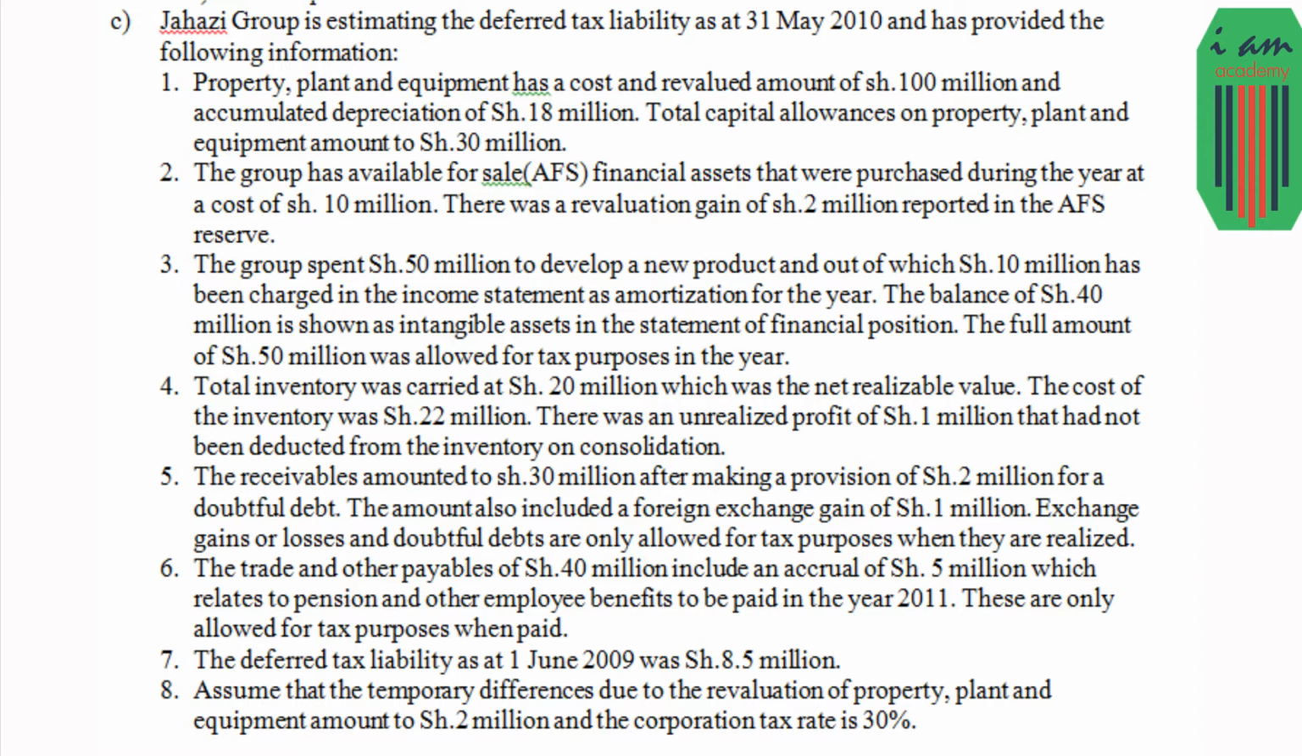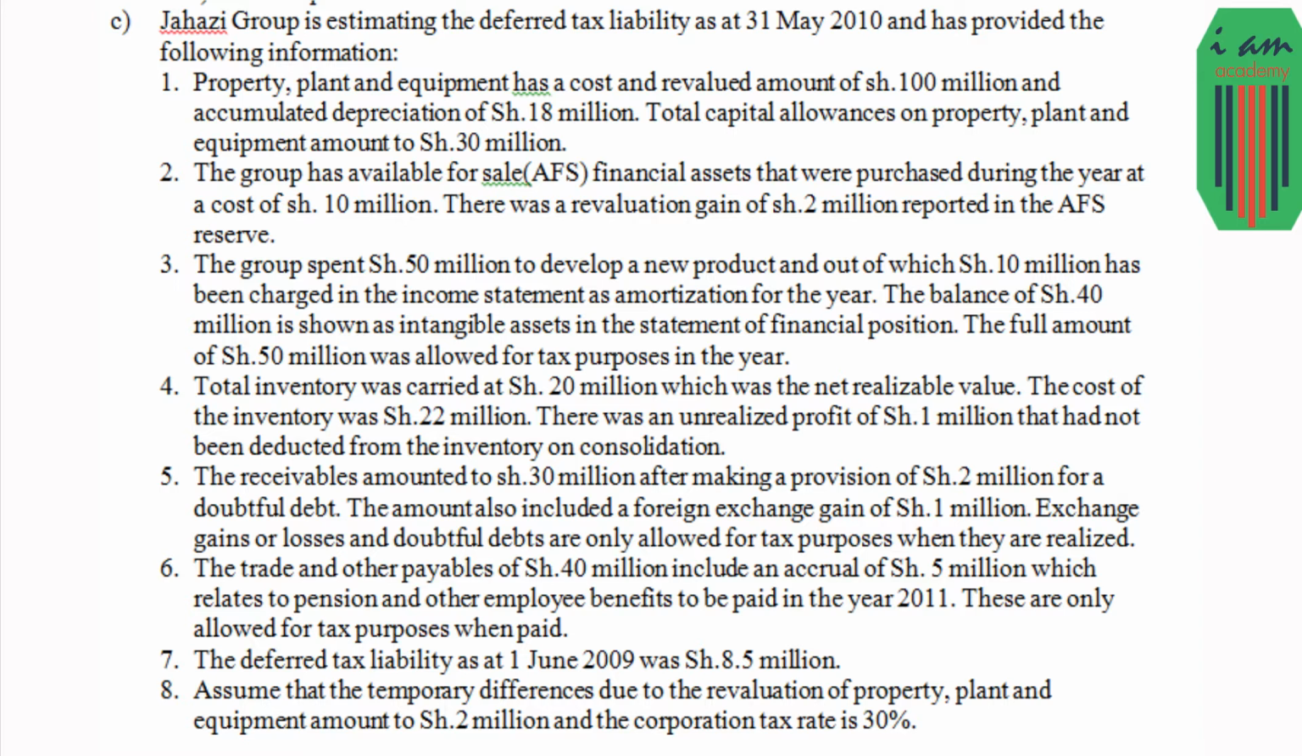Question 2C. Jahazi Group is estimating the deferred tax liability as of 31st May 2010 and has provided the following information. 1. The property, plant and equipment at a cost and revalued amount of 100 million and accumulated depreciation of 18 million. Total capital allowances on property, plant and equipment amounted to 30 million. 2. The group has available for sale financial assets that were purchased during the year at a cost of 10 million shillings. There was a revaluation gain of 2 million reported in the available for sale reserve.